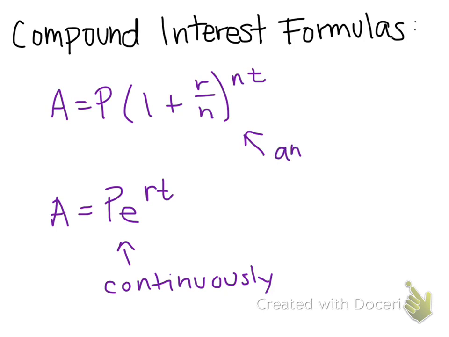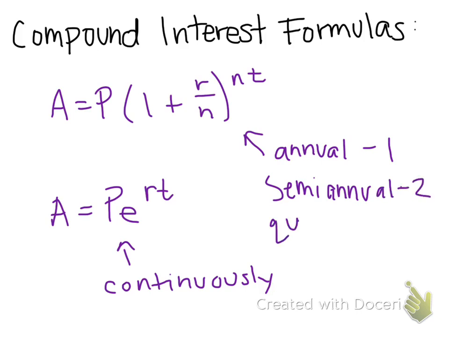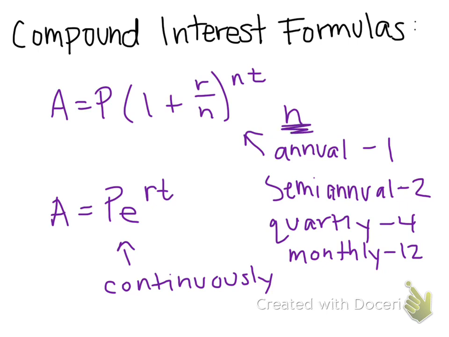So annual would be 1, semi-annual would be 2. We have quarterly, that would be 4, and monthly, and that would be 12. Okay, and these are going to represent your N values. So let's go ahead and try a word problem.